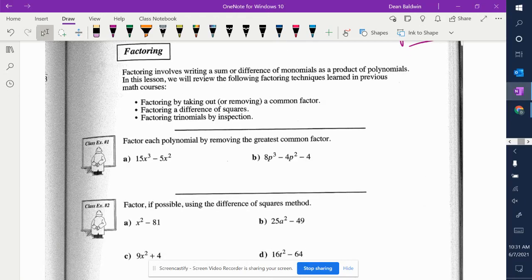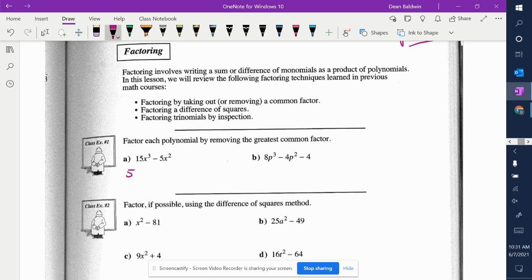All right, so factoring. Basically, we're rewriting the expression by taking out, first, common factors. So I look at 15x cubed minus 5x squared. Just look at the numbers, 15 and 5. What is a common factor of 15 and 5? 5. So when you're factoring, take out the common number.